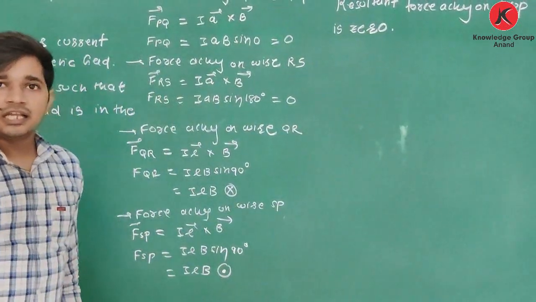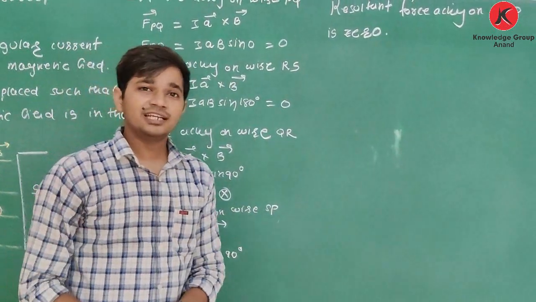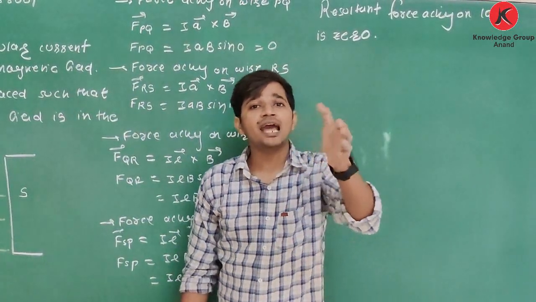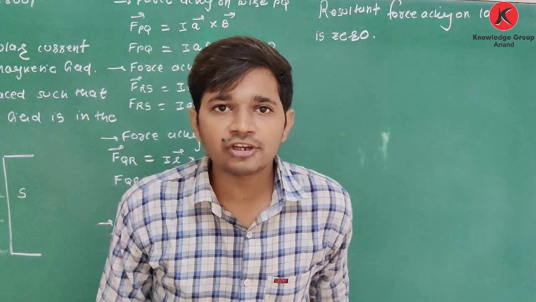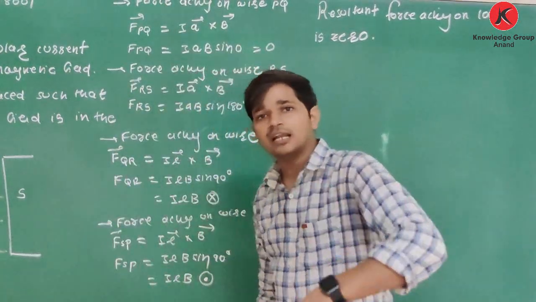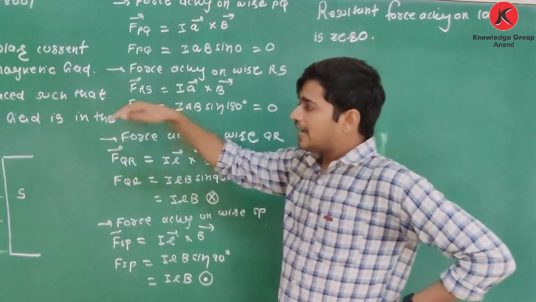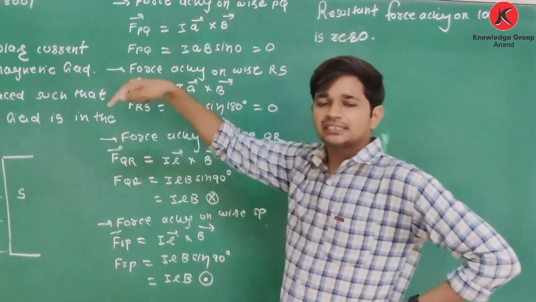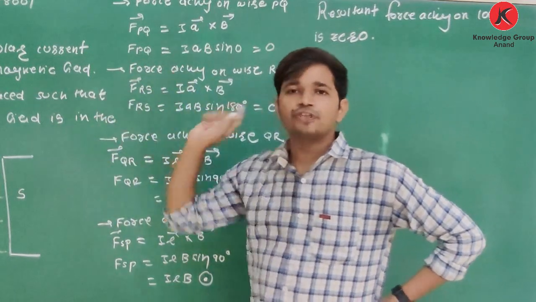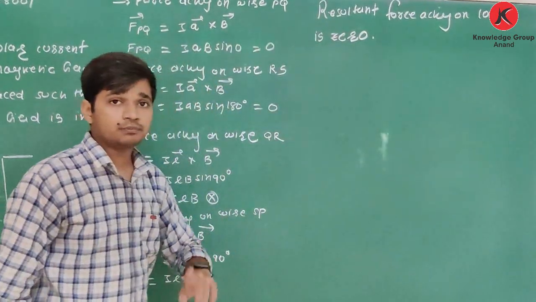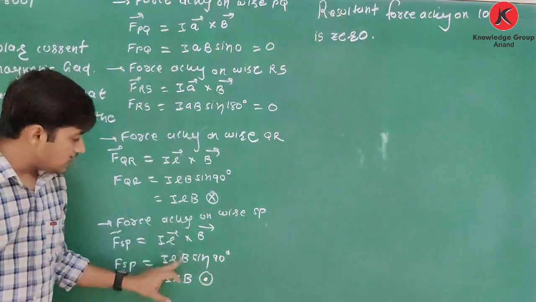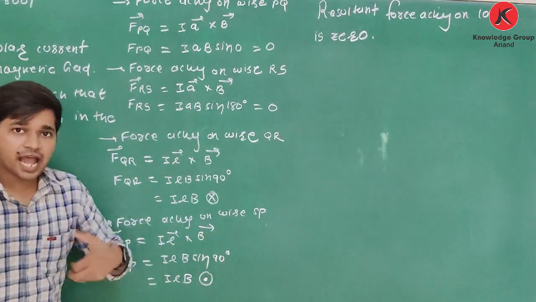Clear about this? Remember chapter number 1. When an electric dipole is placed in a uniform electric field, what is the total force acting on it? 0. Similarly, when a current carrying loop is placed in a uniform magnetic field, what is the total force acting on it? 0.